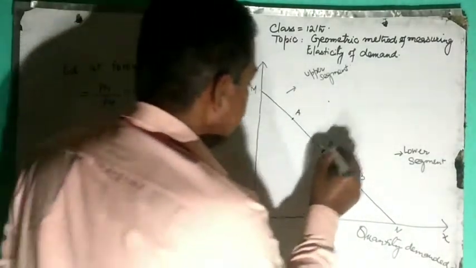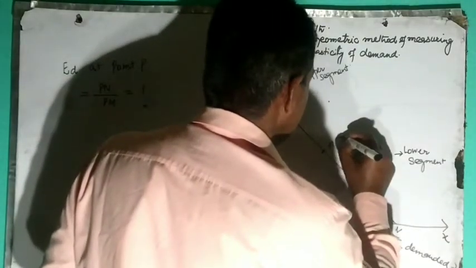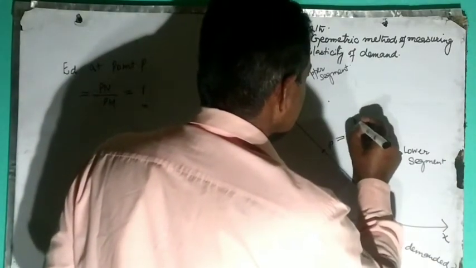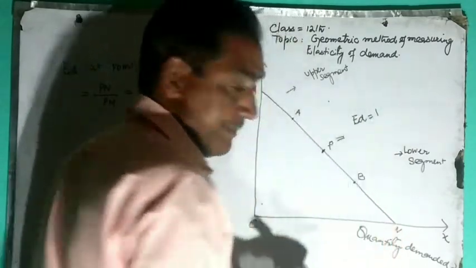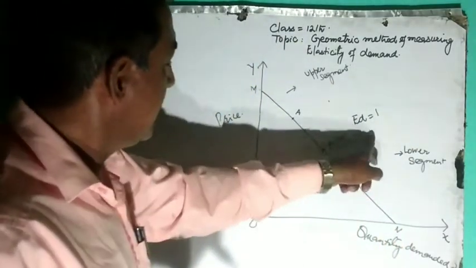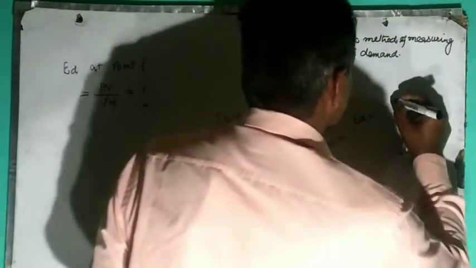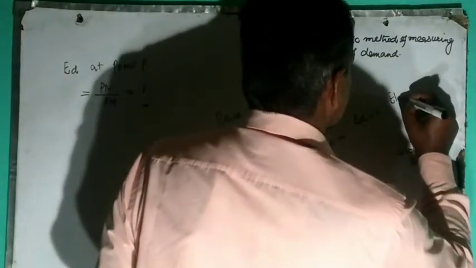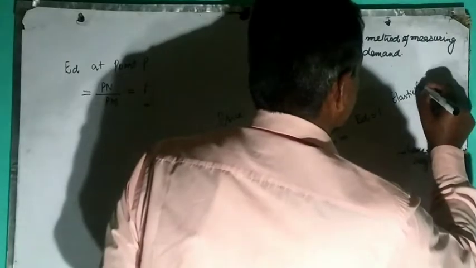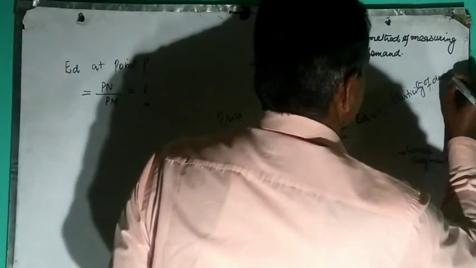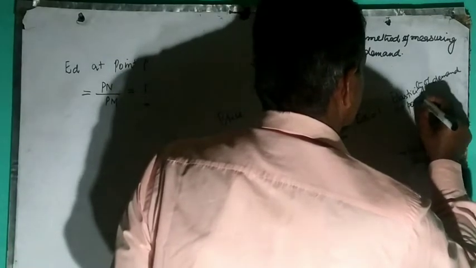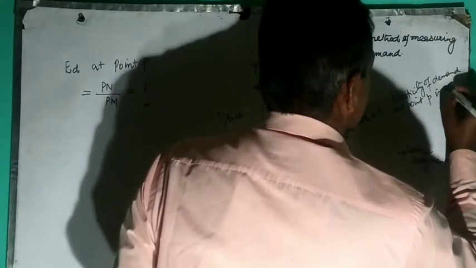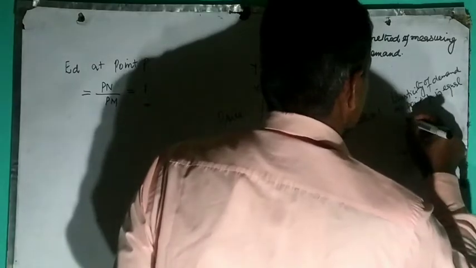We will write that at point P our elasticity of demand is equal to unity. Elasticity of demand at point P is equal to unity.